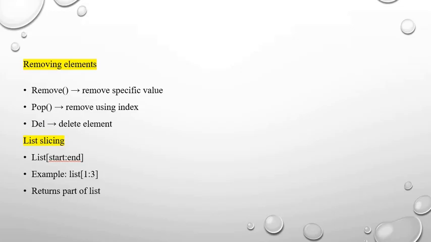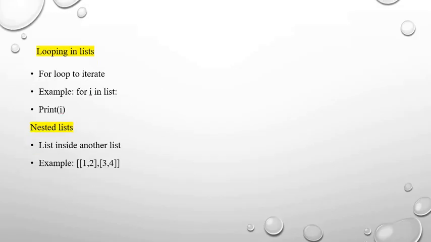So here is list slicing. We have to provide the start value and the end value of a list, and because of that we are able to slice the list and return part of the list. Looping: we can use a for loop to go through all the elements in the list. And a nested list means we can create a list inside a list. A list can contain another list.